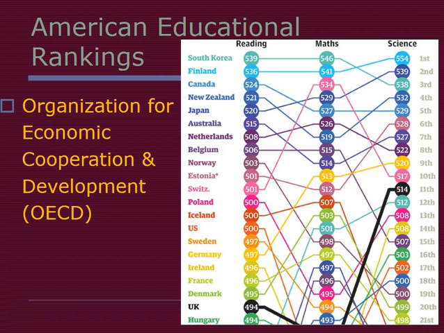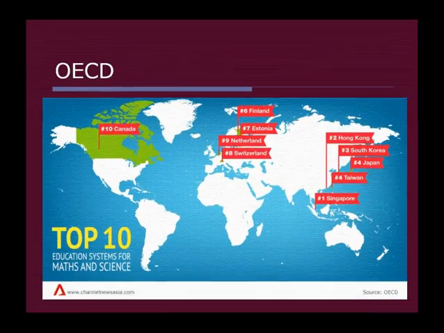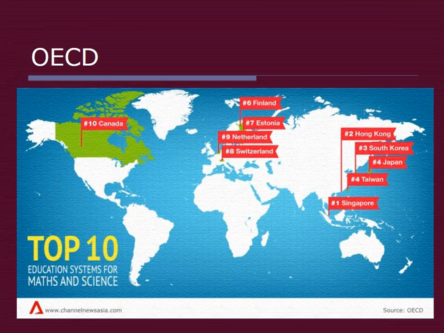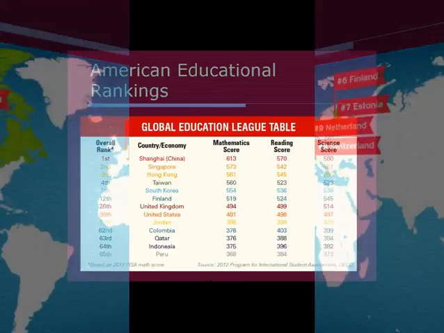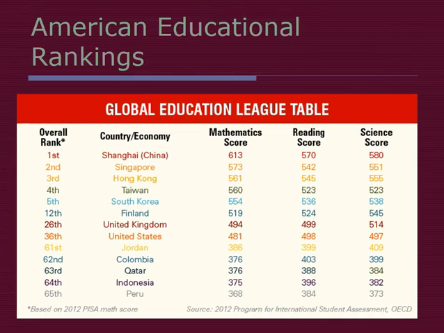If you don't believe what you've already heard, the Organization for Economic Cooperation and Development, the OECD, a major international body, ranks the United States 14th overall when you combine reading, math, and science. Not anywhere near number 1. Other data: when looked at the top 10 education systems for math and science, the United States didn't make the top 10. If we look at the Global Education League ranking table, again, the United States is not number 1, not number 2, not even top 10. We fall in 26th. We fall way behind in math, reading, and science.